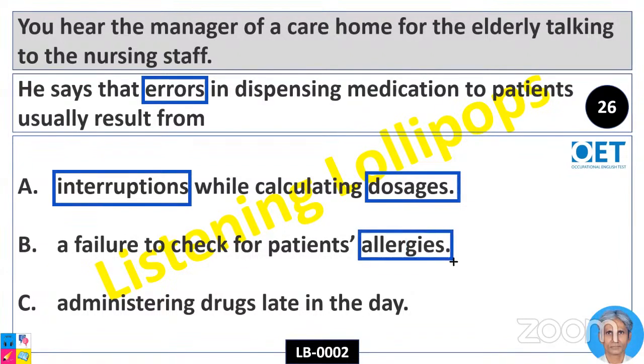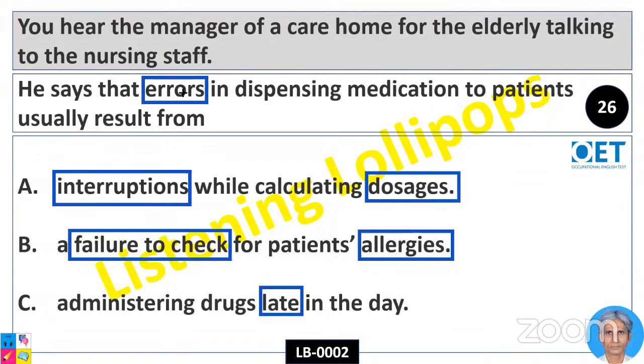So allergies, failure to check, not checking, avoiding checking, a failure to check patient's allergies. Administering drugs is not a problem. Late in the day, late, means later part of the day, not morning, maybe afternoon or evening. Later in the day means after 12, afternoon.